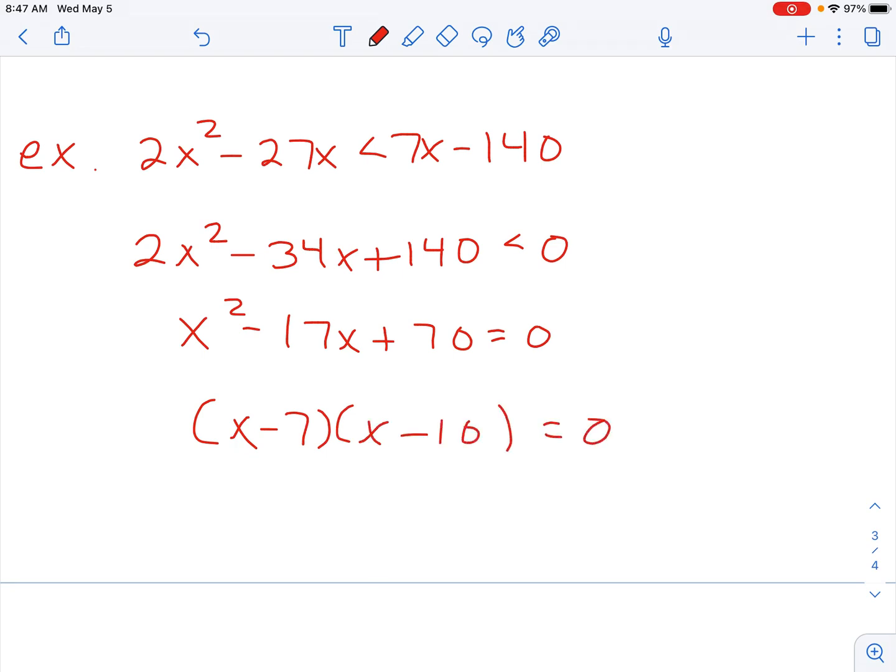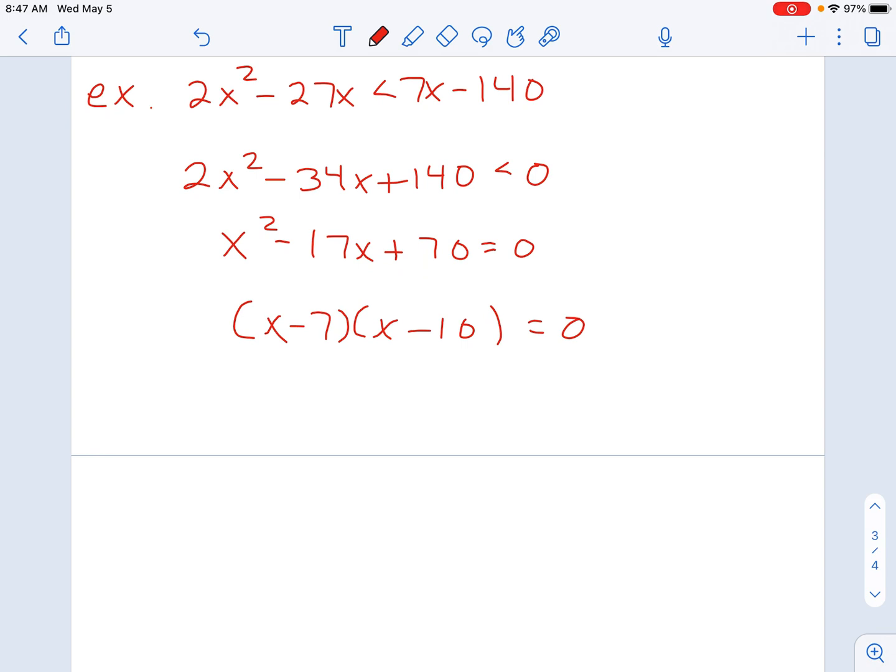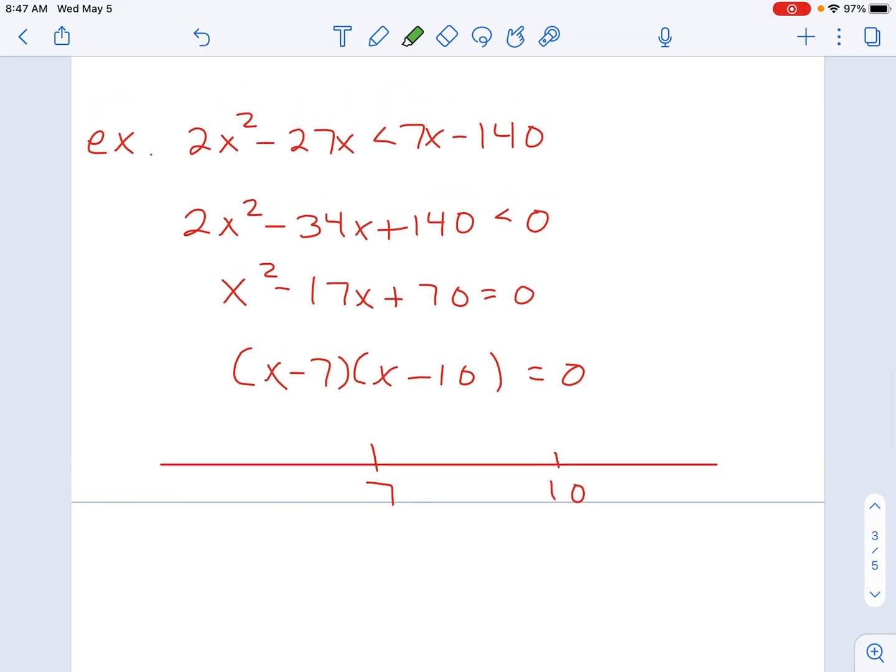And I know I'm going kind of quickly here, but just to show you, the only difference is that we're changing the difficulty of the algebra there. But once I get down to here, of course, they're all really the same. I have my boundary points at 7 and 10. I will test something to the left of 7, like 0. And if I plug 0 in, I get 140 is less than 0. That is not true.